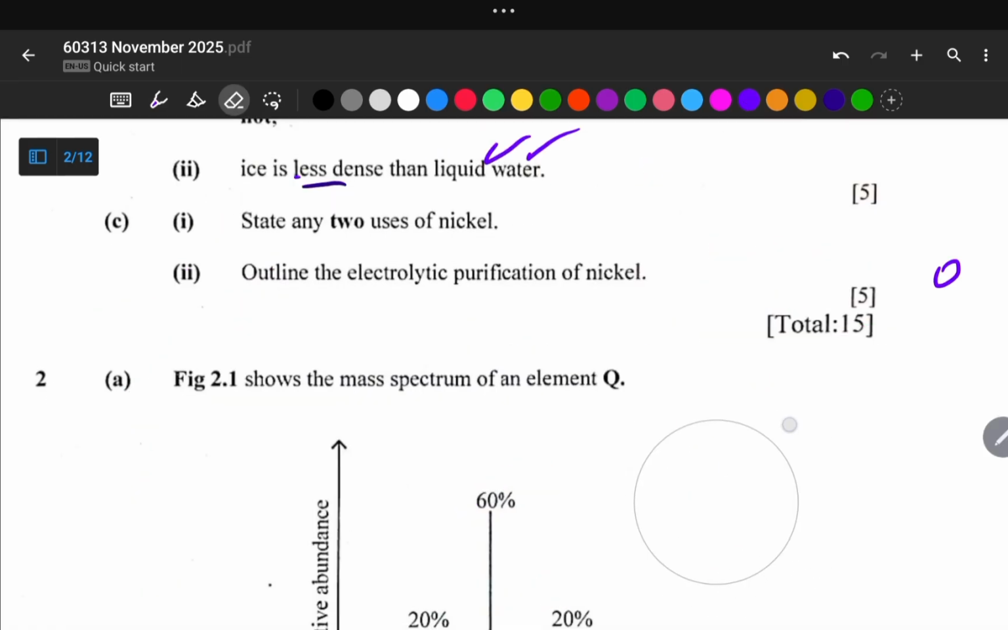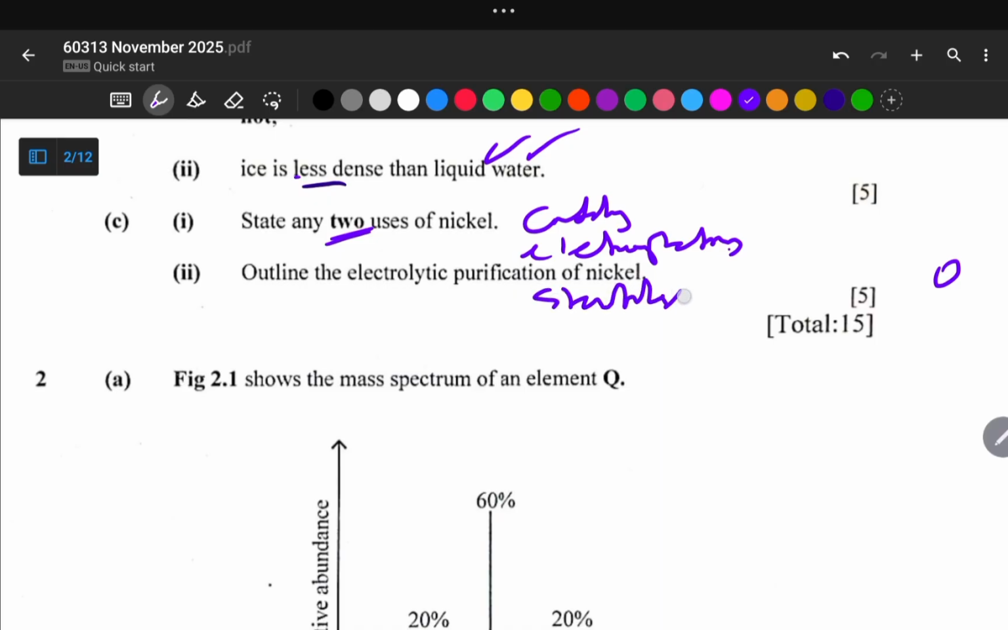a bent shape. So the next part says state any 2 uses of nickel. Nickel can be used as a catalyst in the hydrogenation. We can also use nickel in electroplating, in the manufacturing of stainless steel, and in the manufacturing of batteries, so we have what you call the nickel cadmium battery. So these are the uses of nickel.